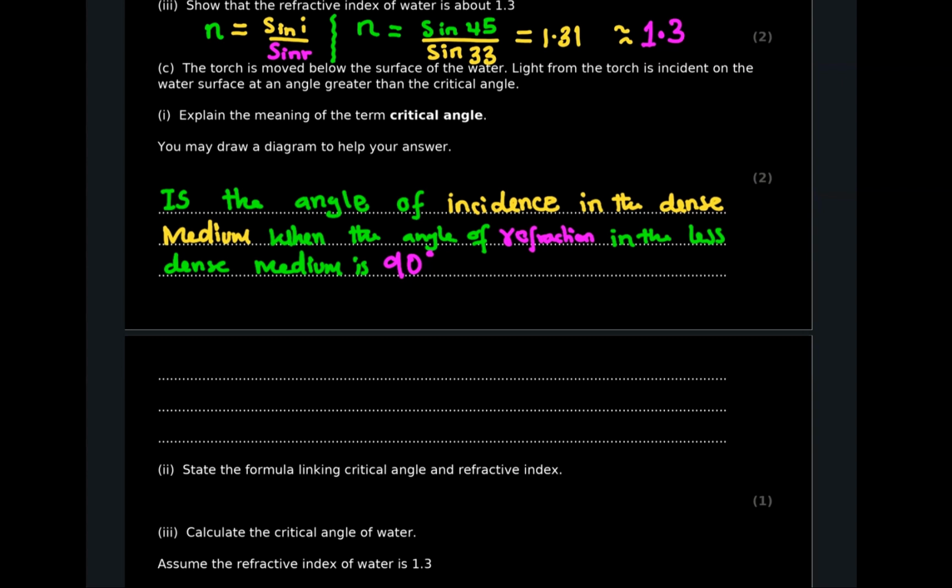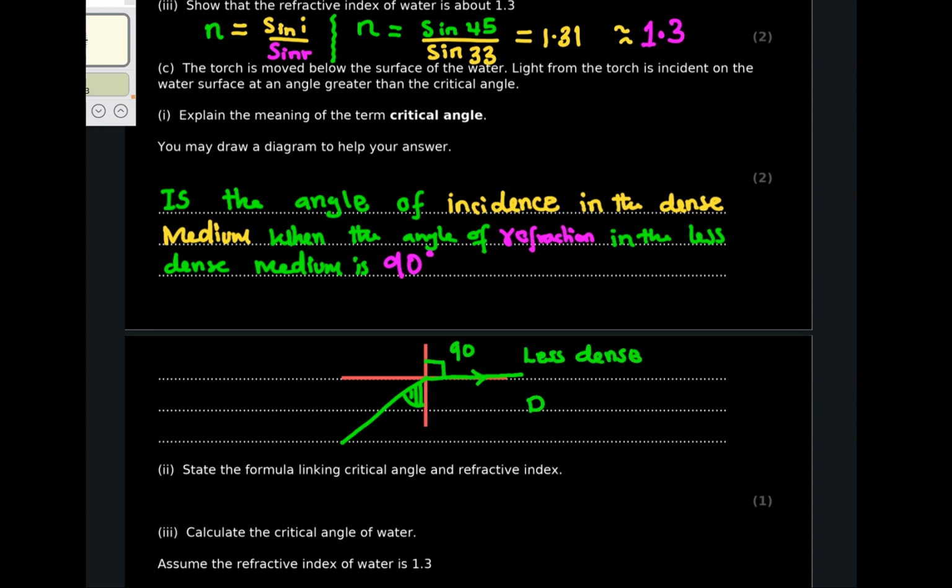Of course, sometimes this diagram cannot award you a mark unless the examiner is fair enough, but it simplifies your explanation. So let us see, which diagram were you expected to draw? We can have a diagram like this, and the ray is moving from a dense medium to a less dense medium. So the angle at the top here is 90 degrees.